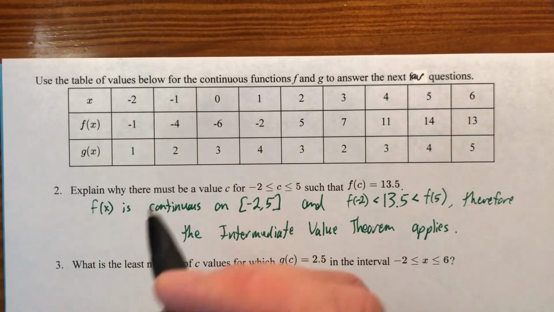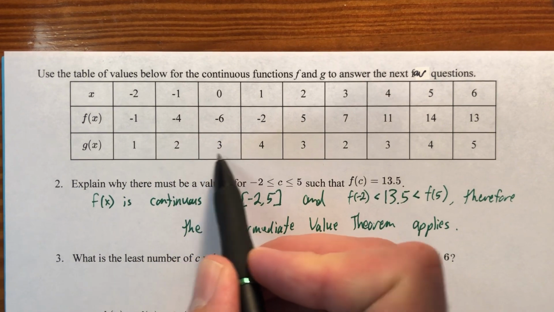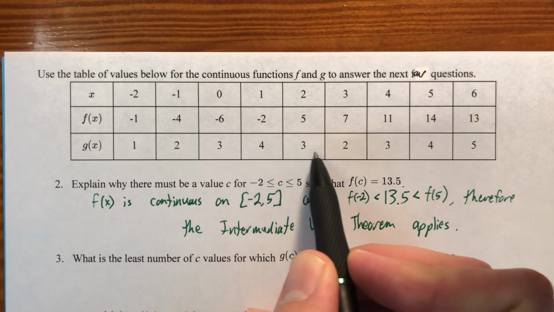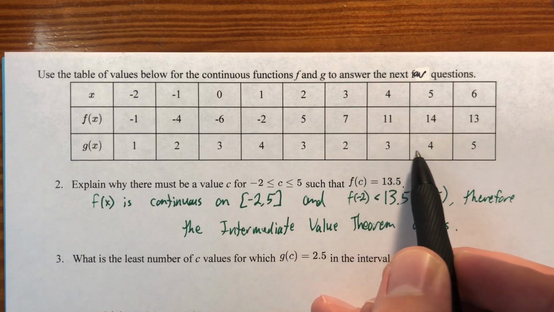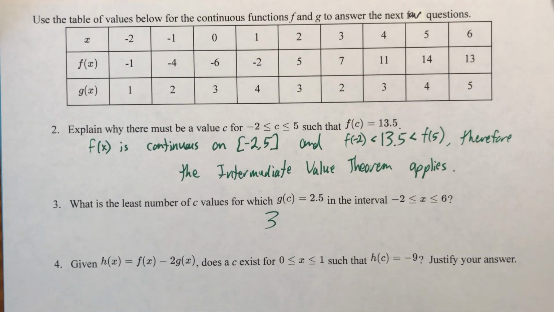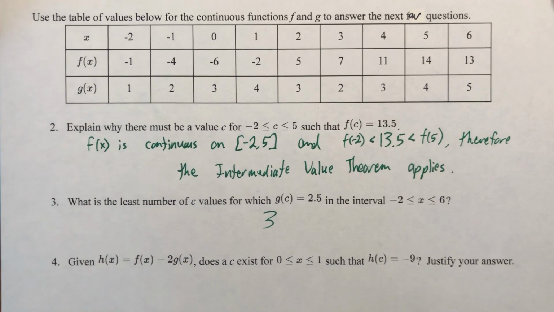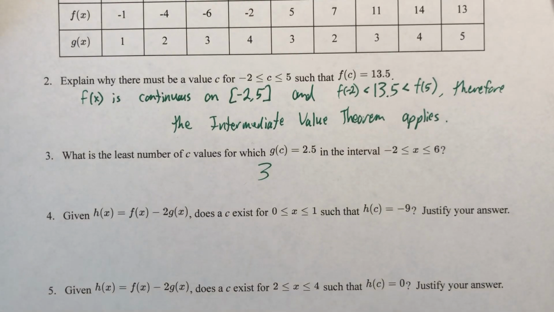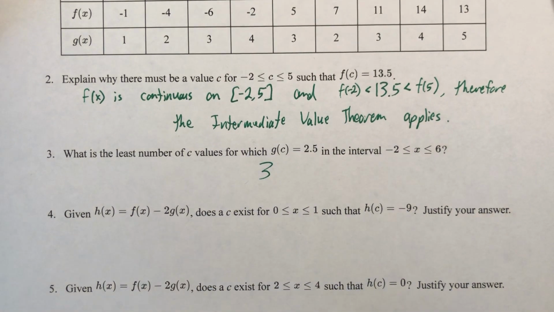When you cross the 2.5, you just start counting. So, 2.5 is crossed here. There's 1, 2, 3. Done. Are you going to explain continuity? Nope, they didn't say explain. They said what's the least number of C values. Done. Okay, now they're defining an H function given F and G, actually 2G, and we're subtracting them.